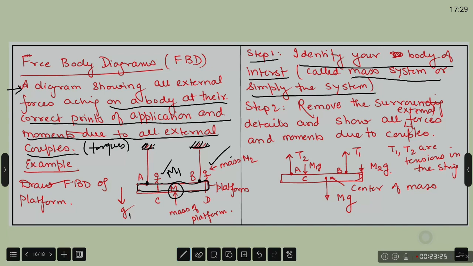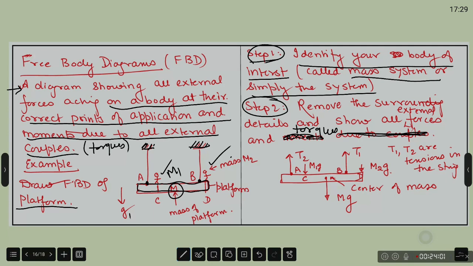Step 2 is remove the surrounding details and show all external forces and torques. The moment due to couple is same as torque, so I don't want to use so many words here. Remove the surrounding details and show all external forces and torques acting on it. Surrounding details means what? Surrounding details are this rope being tied to the ceiling. These are surrounding details. I don't need those in my free body diagram.